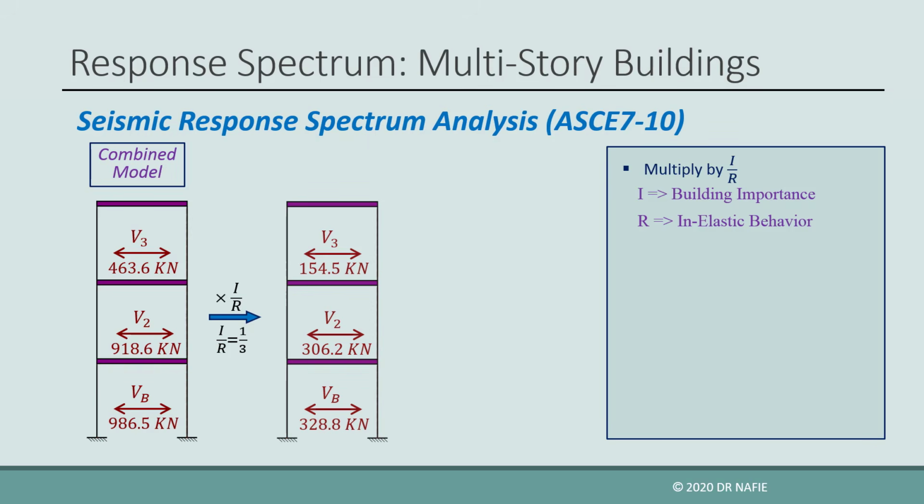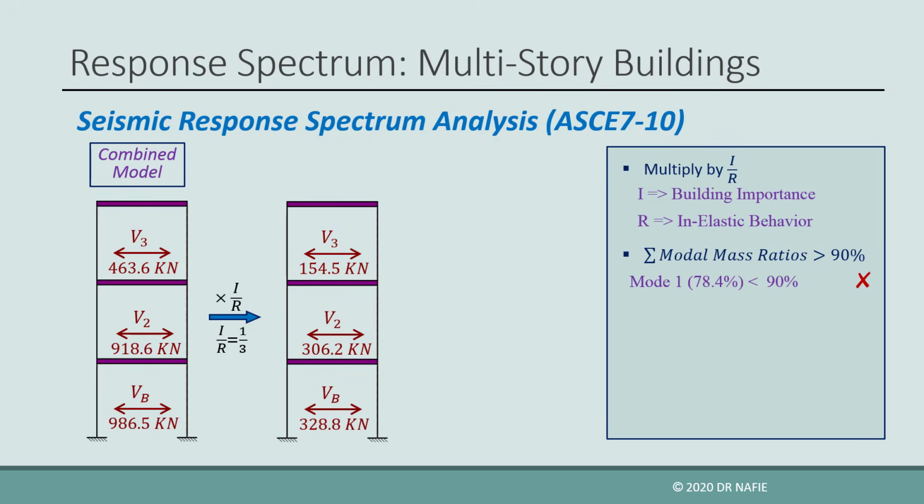The code also includes a rule which governs the number of modes that should be included in the response spectrum analysis. According to the code, the sum of modal mass ratios of the modes included in the analysis should be at least 90%. In our example, the modal mass ratio for mode 1 is 78.4%, which is less than 90%. So mode 1 alone is not enough. Other modes should be included in the analysis.